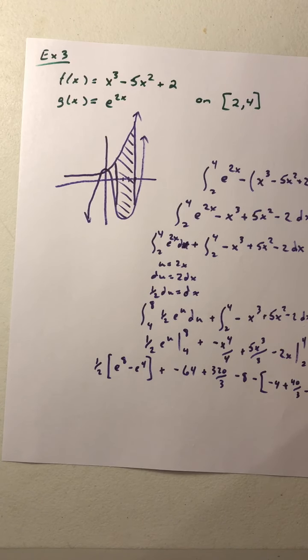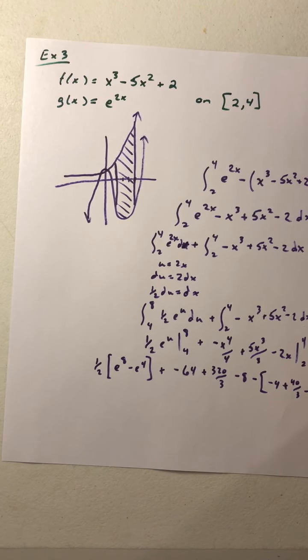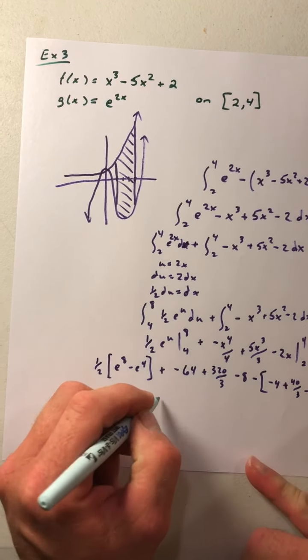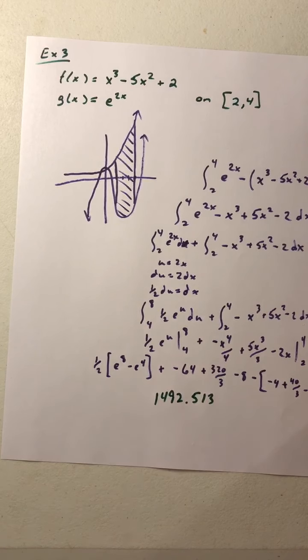And at this point, I would go ahead and throw it into the calculator. So we have 1/2 of the quantity of e to the 8th minus e to the 4th. We're going to end that quantity. And then we're going to subtract 64. We're going to add 320 thirds. We're going to subtract 8. We're going to add 4. And we're going to multiply that negative through. We're going to subtract 40 thirds. And then we're going to add 4 to that. And we're going to end up with a whopping 1,492.513 as our area. And that's going to give us the area between two graphs.